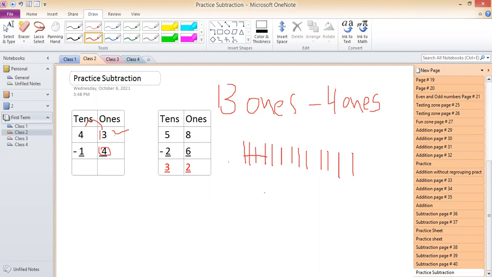How many lines are left? Count. 1, 2, 3, 4, 5, 6, 7, 8, 9.